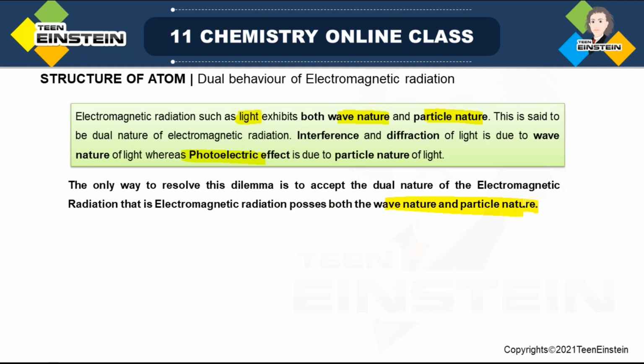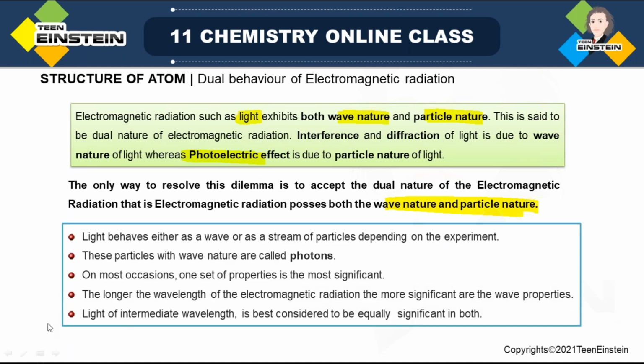Okay, now we will see what are the actual findings from this dual nature. Light behaves either as a wave or a stream of particles, and that depends on what type of experiment you are doing. When it is behaving as a particle, and this particle also has wave nature, there is a special term we use, known as photons. There is no mass for a photon. Its velocity is the velocity of light, 3 into 10 to the power 8 meter per second.